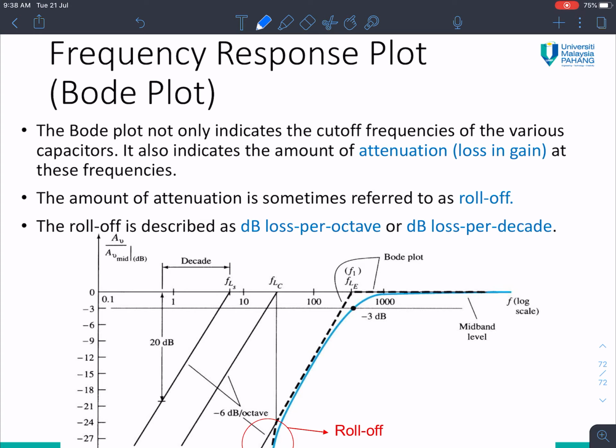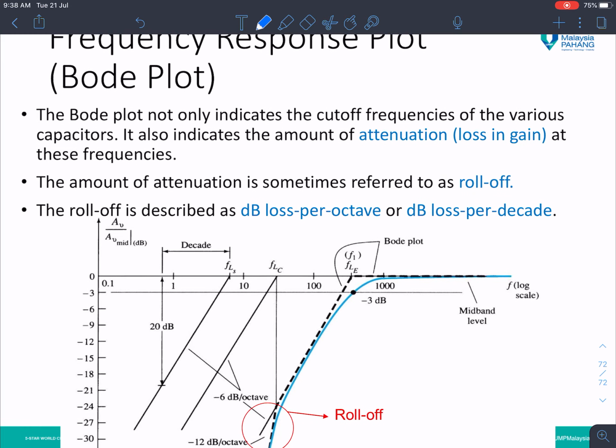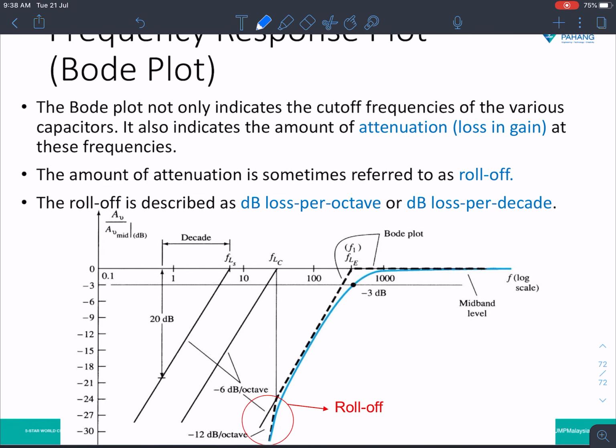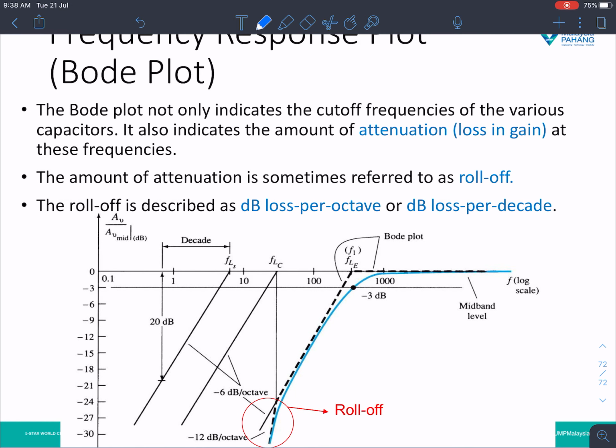The Bode plot not only indicates the cut-off frequencies of the various capacitors, it also indicates the amount of attenuation or loss in gain at this frequency. The amount of attenuation is sometimes referred to as roll-off. The roll-off is described as dB loss per octave or dB loss per decade. So this is what we call the roll-off.